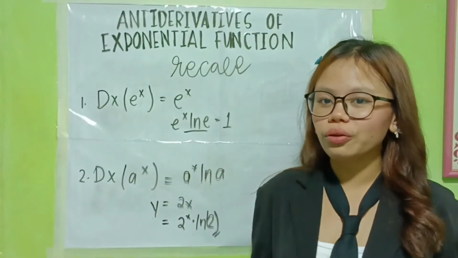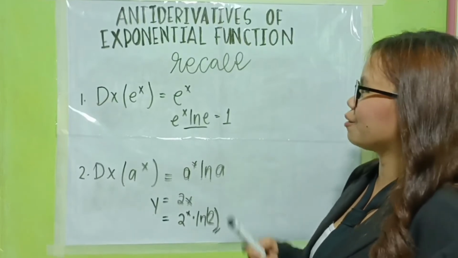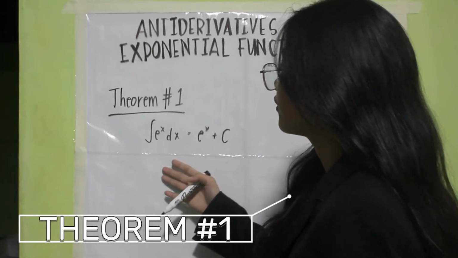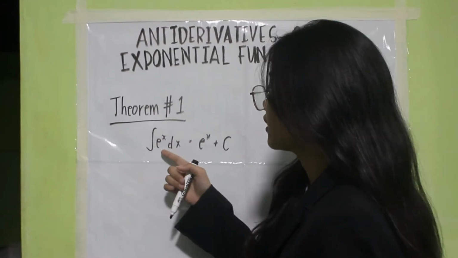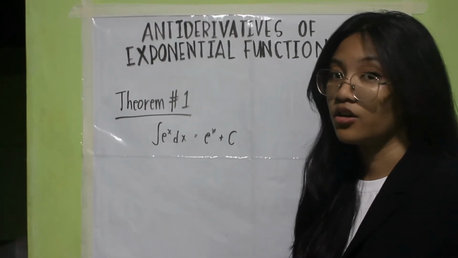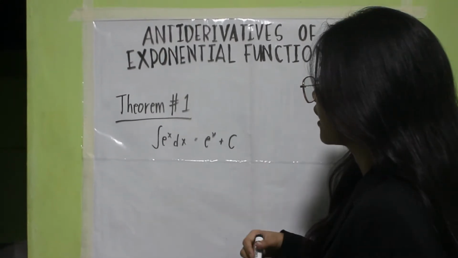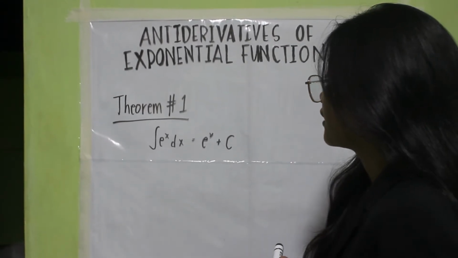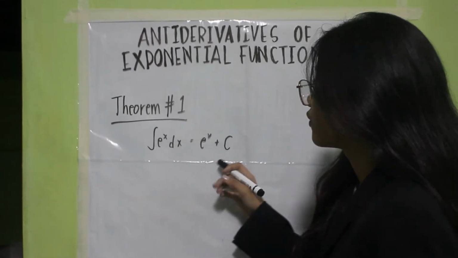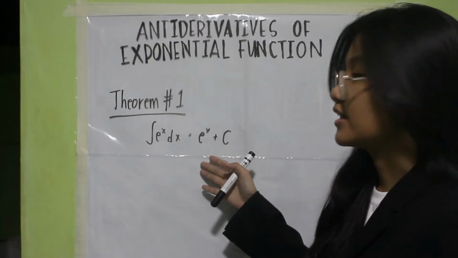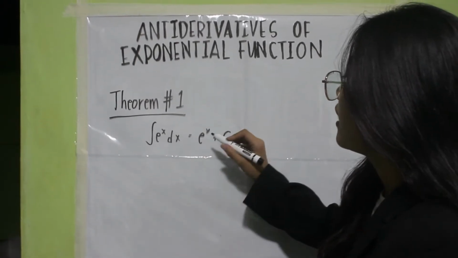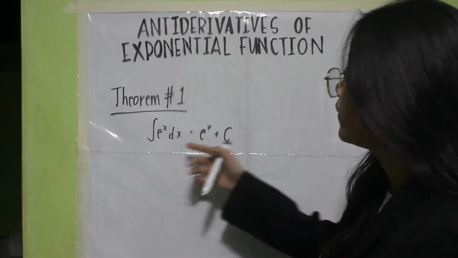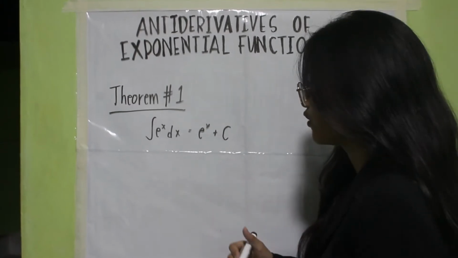Now, let's move on to the theorems of antiderivatives of exponential function. In theorem number 1, we have the integral of e raised to x dx. To get it, we'll think of a function that if we differentiate it, we will get e raised to x. From our recap, the derivative of e raised to x is itself. So in antiderivative, it also applies here. We have e raised to x adding the arbitrary constant since we will be getting the general antiderivative of the function.